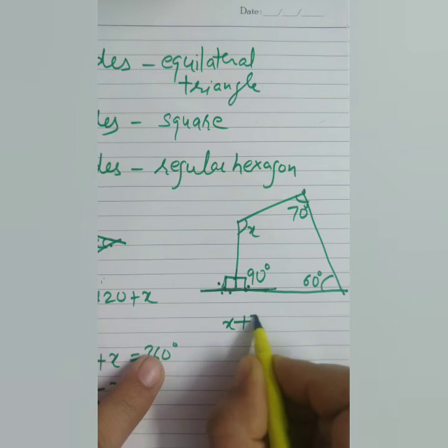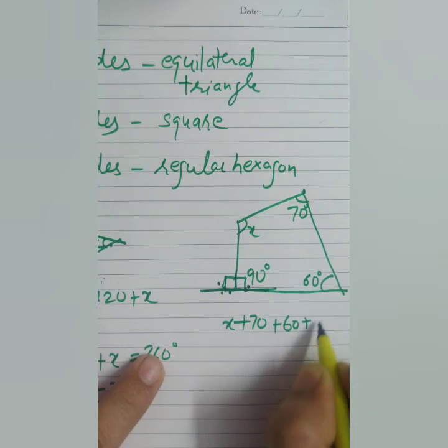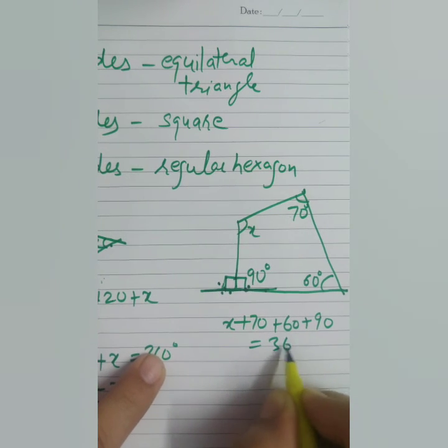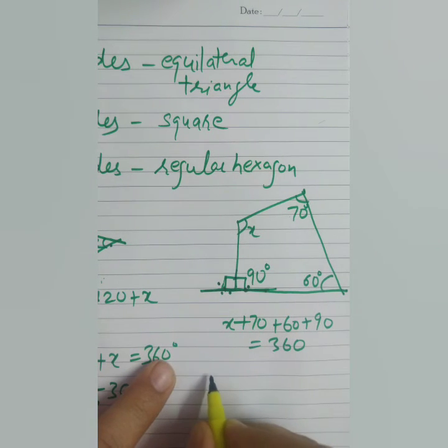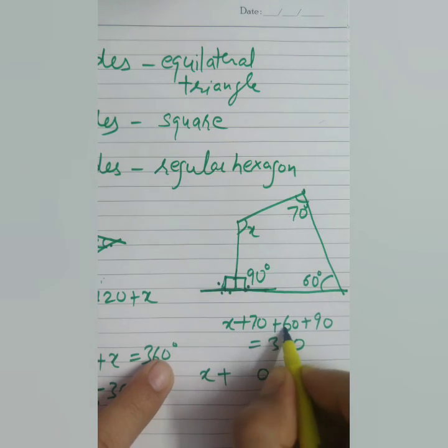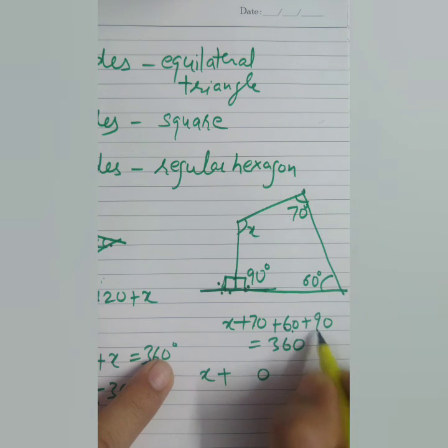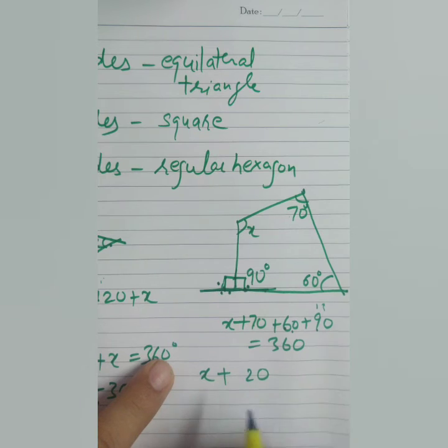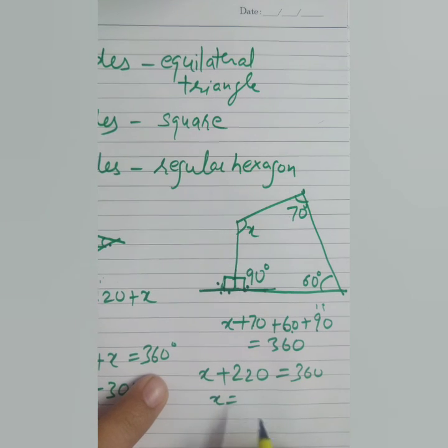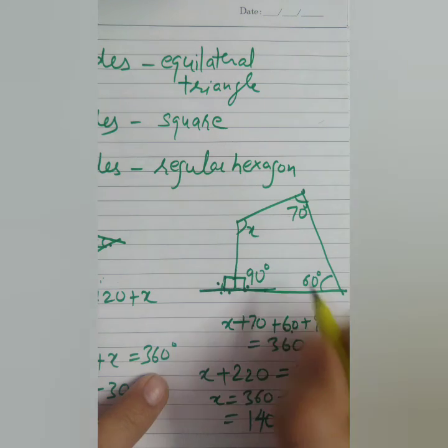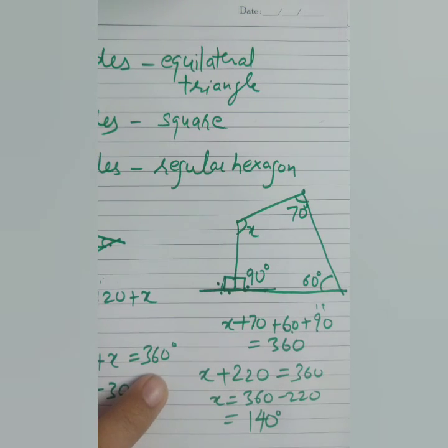So x plus 70 plus 60 plus 90 equal to 360. Okay, so x plus, 7 plus 6 is 13, 13 plus 9 is 22, 220, it becomes 360. So x is equal to 360 minus 220. That is nothing but 0, 6 minus 2 is 4, and 3 minus 2 is 1. So this angle x is 140 degrees.